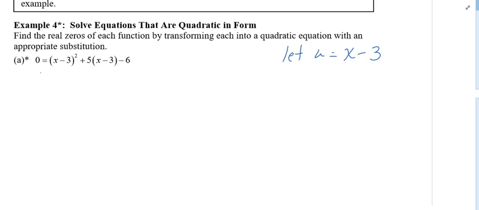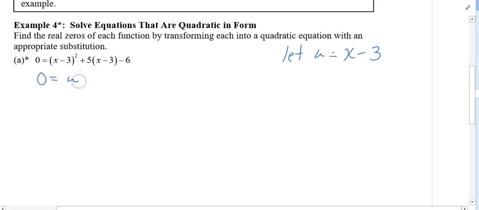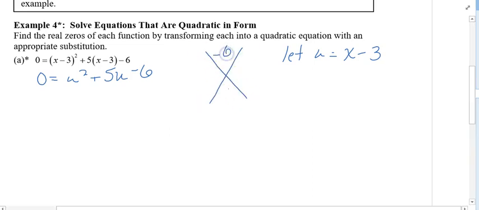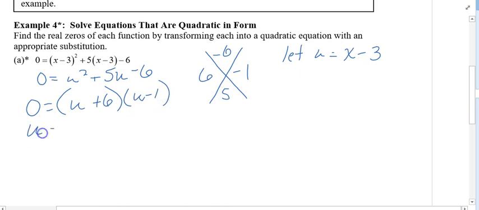So over here, that means I get 0 equals u squared plus 5u minus 6. Now that becomes a much easier problem to solve because now I can factor this thing. I need the factors of negative 6 that give me 5. That would be a positive 6, negative 1. So I know it's 0 equals (u plus 6)(u minus 1). So I know that u is equal to negative 6 and u is equal to positive 1.